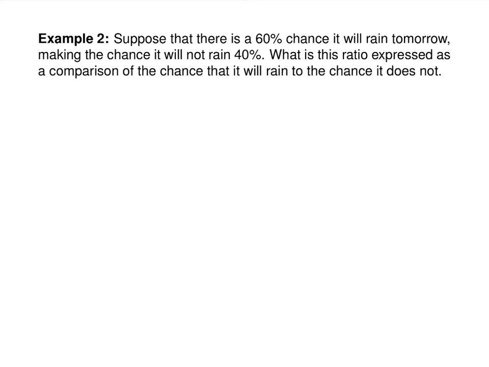So suppose there's a 60% chance it will rain tomorrow, making the chance that it will not rain 40%. What is this ratio expressed as a comparison of the chance that it will rain to the chance that it does not? So that will be, chance that it will rain is 60% to 40%. And this is like a ratio, so these can be reduced the same way that ratios can be reduced. Dividing both by 10 would give us 6 to 4, but even better, now we can divide both sides by 2 and we'll have 3 to 2.